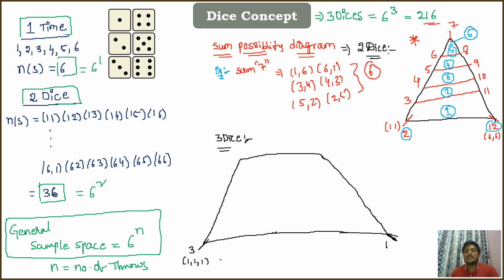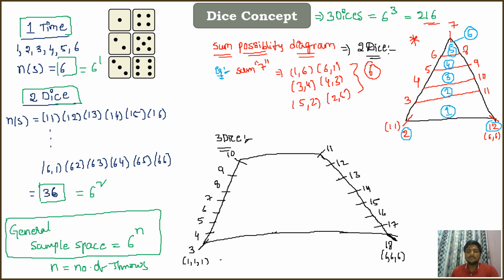Likewise, the highest possible sum is 18. We know already 6, 6, 6, we'll get sum as 18. Now we'll get sum as 4, 5, 6, 7, 8, 9, 10, 11, 12, 13, 14, 15, 16, 17, and 18.